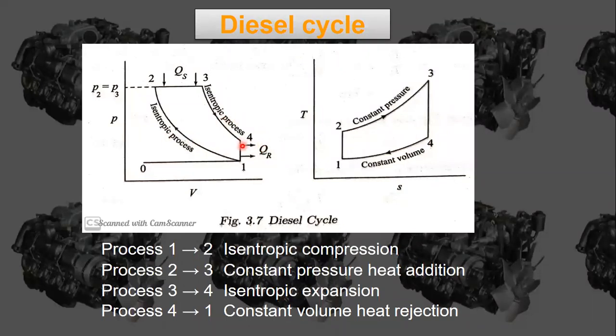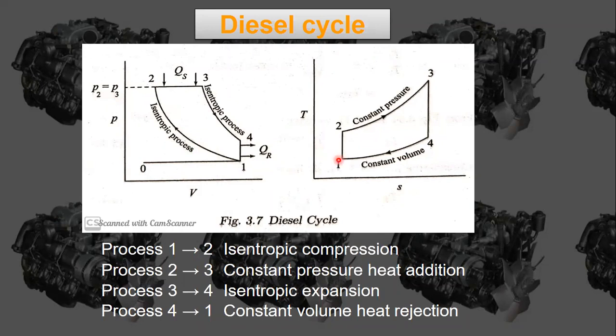And what is process 4 to 1? Constant volume heat rejection. Okay, as in the Otto cycle, heat rejection is going to happen at constant volume. Here also in the diesel cycle, heat rejection is going to be as in the Otto cycle. Okay, see the process. During this process, what is going to happen? At constant volume, there will be a reduction in pressure from P4 to P1. Okay, that is the process 4 to 1. And this is the PV diagram in the case of the diesel cycle.